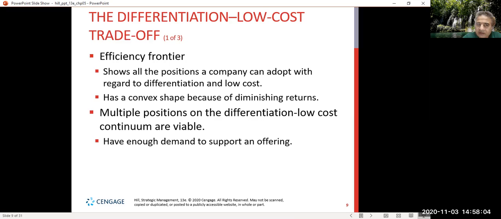It has certain deeper dimensions as well, where the differentiation and the low cost, the company is pursuing a certain kind of, it's a kind of a trade off between differentiation and the low cost.